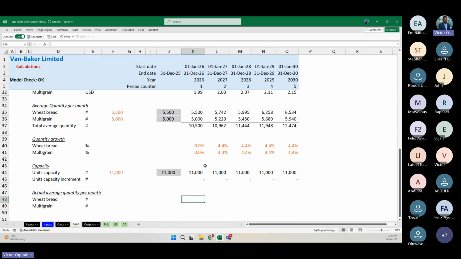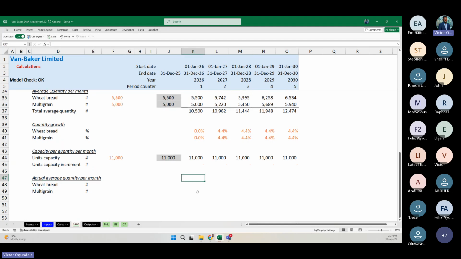So now we said quantity, white bread and multigrain. And this is more like the total average quantity. Remember, this is still per month. We've not converted it into year. And here now, capacity. Because our capacity is also what? In fact, let me also use capacity per quantity per month as well. Description is very important. Okay.